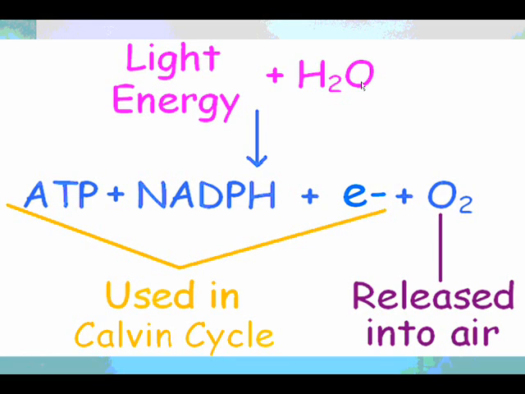So we break water into hydrogen and oxygen, basically just breaking it in half. The NADPH carries the hydrogen, and the oxygen is released into the air. That oxygen is used for cellular respiration in organisms like people, so it's a good thing that we have this available to us.